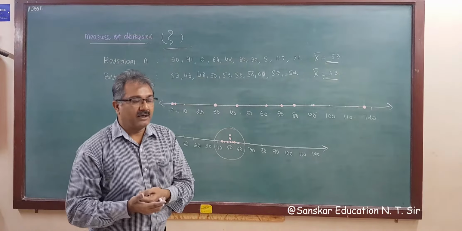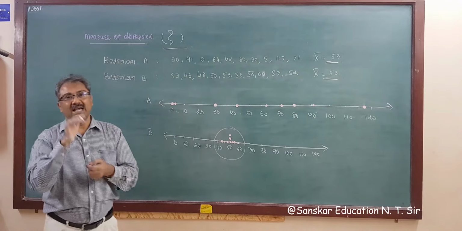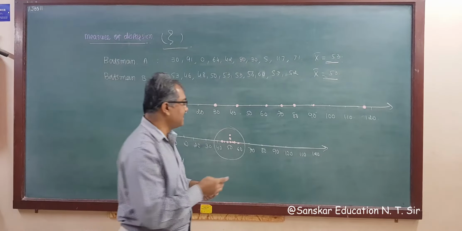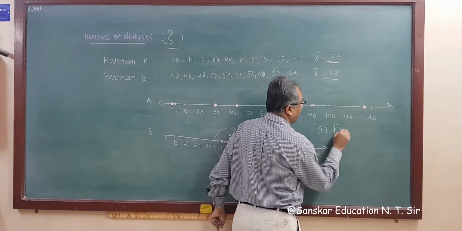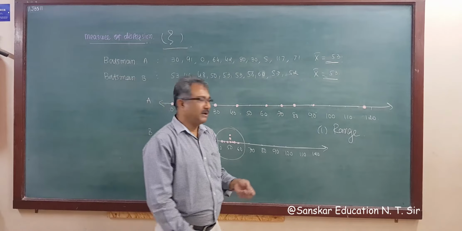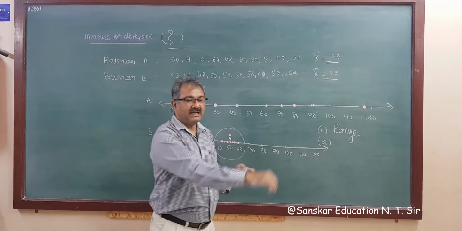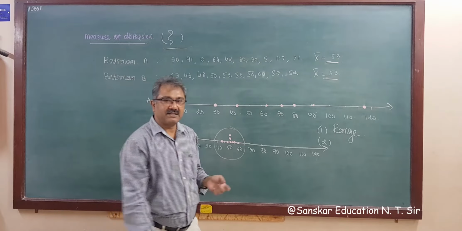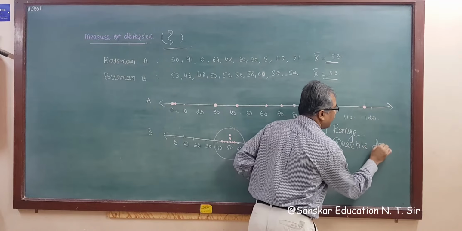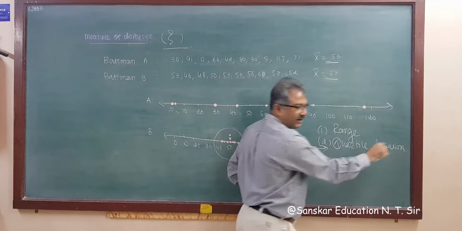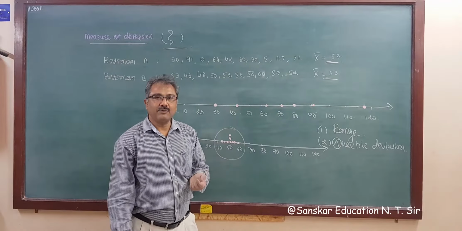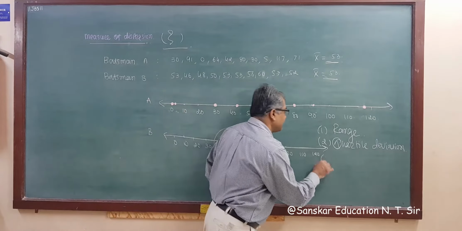So we are using four types, but we are going to learn only three. We have types of measures of dispersion. Number one is range, and you know what is range, and we will discuss it later on, right? Number two is quartile deviation, right? Number three is mean deviation.